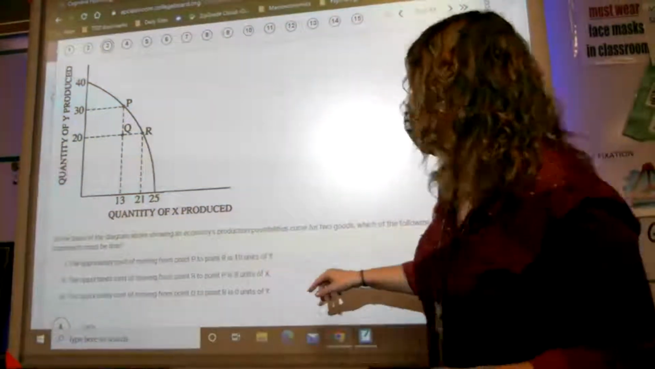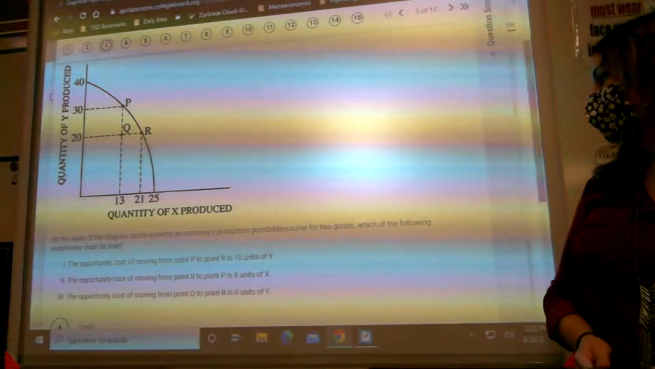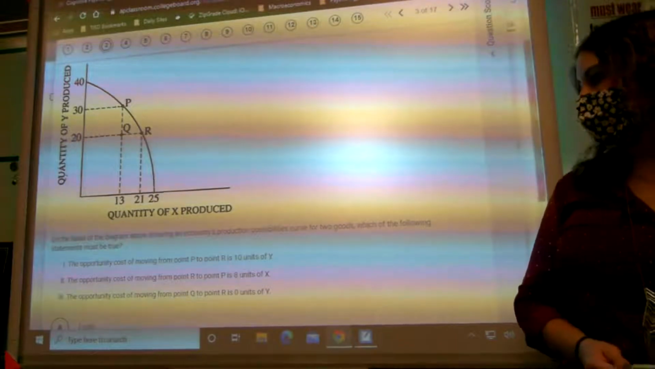So here we have, on the basis of the diagram above showing an economy's PPF curve of two goods, which of the following statements must be true?